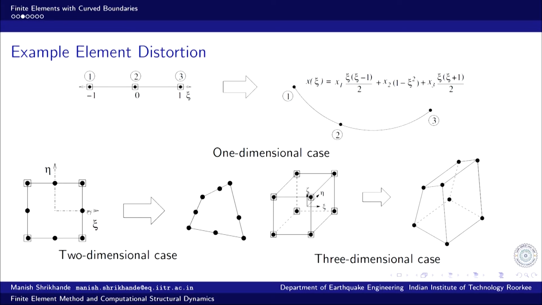Similarly, for a two dimensional element, the boundaries coincide with the lines defined by xi is equal to plus 1 or xi is equal to minus 1, eta is equal to plus 1 and eta is equal to minus 1. And similarly, here the similar concepts hold.